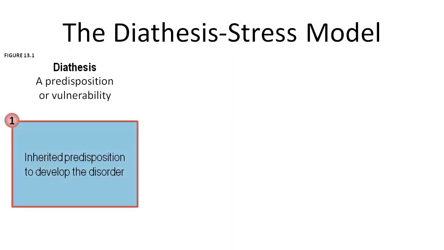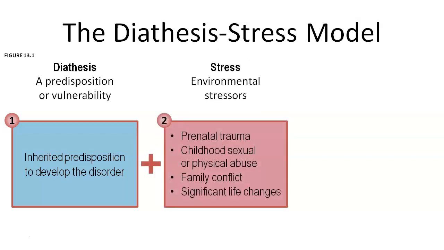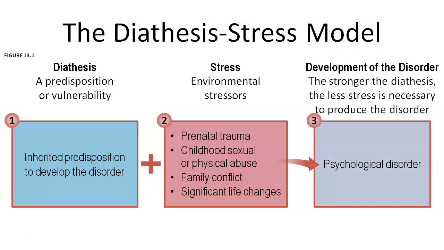We also talk about the diathesis stress model. This is the whole idea that you have a predisposition or a vulnerability for a certain psychological disorder, and what brings it out, what makes it manifest itself, is some sort of a stress. So again, the diathesis is a predisposition or vulnerability, and then through stress, it brings about that psychological disorder. So that is the thing that I would know.